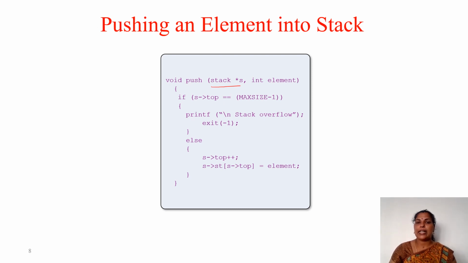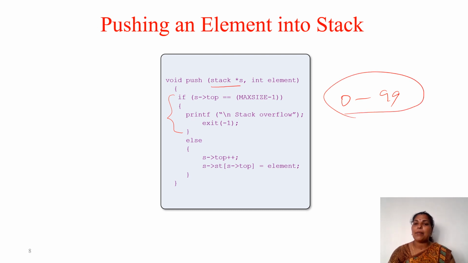So if you want to perform push, what do we need to check? Whether there is any space in the stack to insert this element or not. We have to check for the overflow condition. Here we have 0 to 99. Overflow means all the 100 elements are filled. So we check if S points to top equals max size -1. Here max size -1 is 100 minus 1, that is 99.